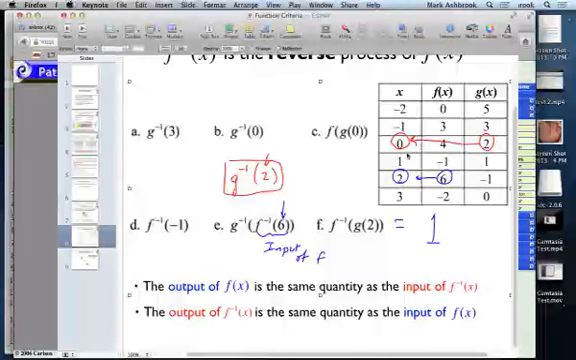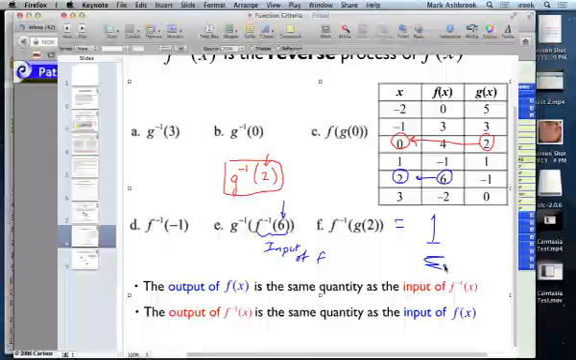I'll do it fast. So G of 2. 2 is the input into G. The output of G is -1. But now that's the output of F, -1. So the whole thing is the input of F that would give an output of -1. So I think it's 1. Okay, last chance for questions on this.